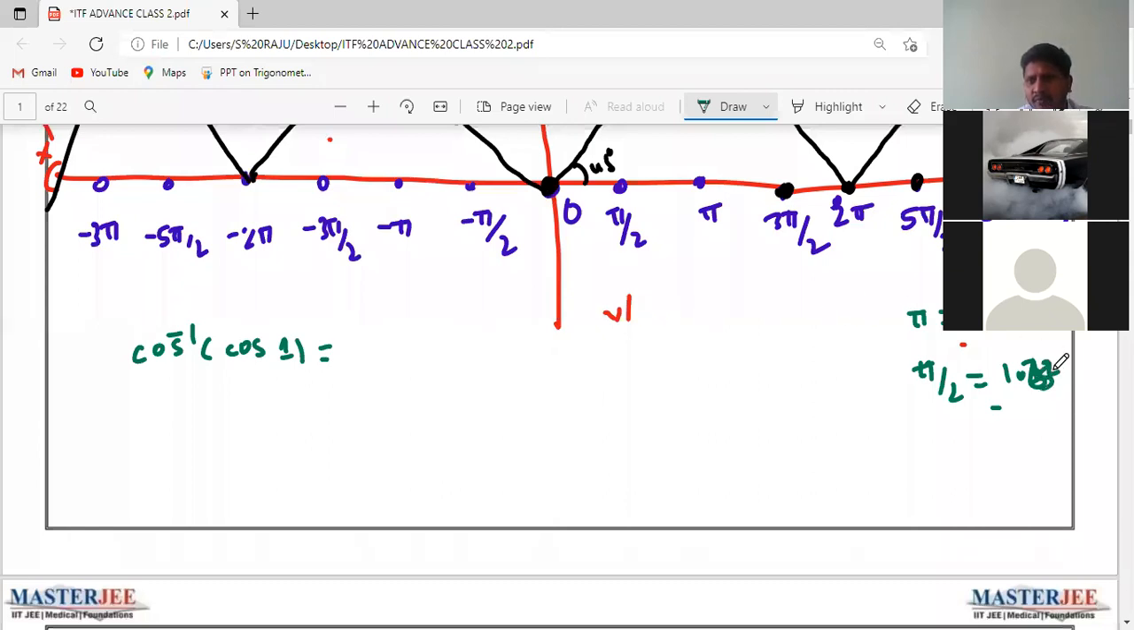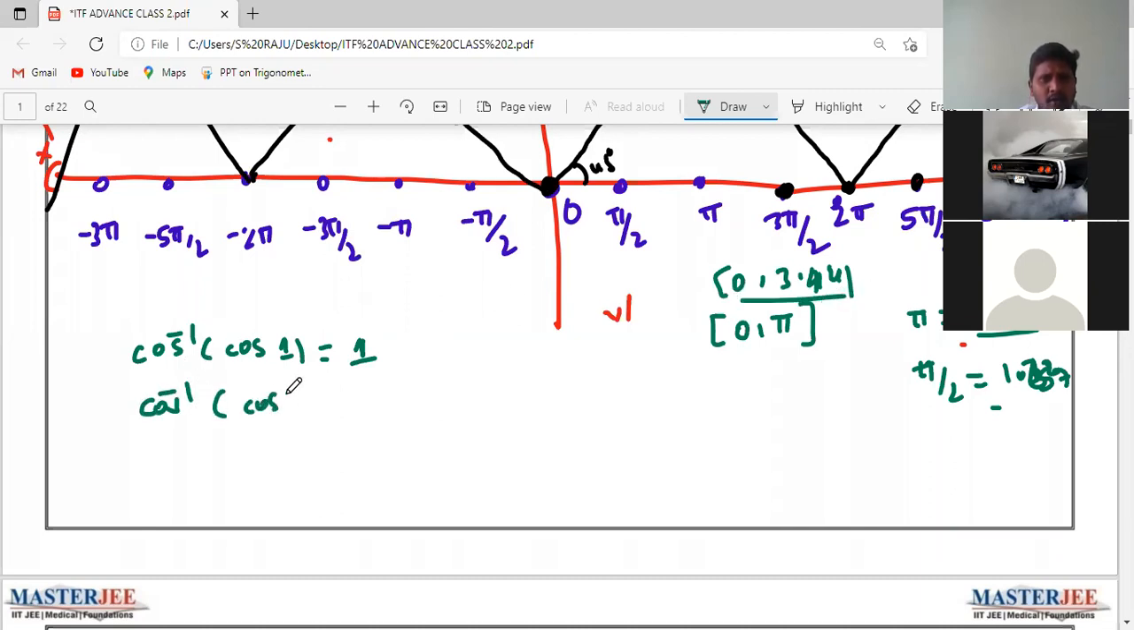Anyhow, see here, cos inverse of cos 1 is 1 only, because what is the principal value branch of cos inverse? 0 to pi, closed interval. Pi is clearly 3.14, so 0 to 3.14. All of you observe it. So cos inverse of cos 1 is 1, since 1 belongs to 0 to 3.14. Cos inverse of cos 2 is also 2, and 2 belongs to 0 to 3.14. Cos inverse of cos 3 is also 3, and 3 clearly belongs to 0 comma pi.